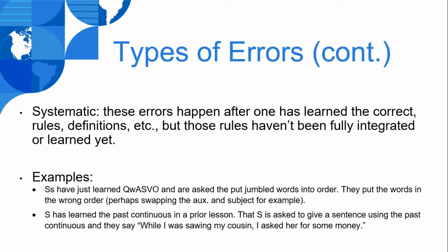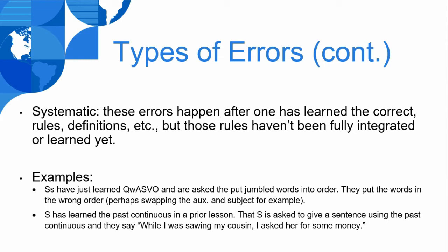So systematic errors would then be pretty clear to understand. These are errors that happen after one has learned the correct rules, the definitions, but perhaps those rules haven't been fully integrated into their mind yet or fully learned yet. You know, they still may have questions, they still may not quite understand everything, they're testing it out, but they do at least know the system. They know what is correct, what the rules are, and whatnot.